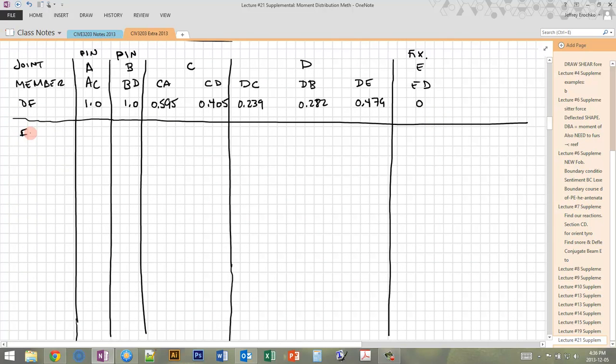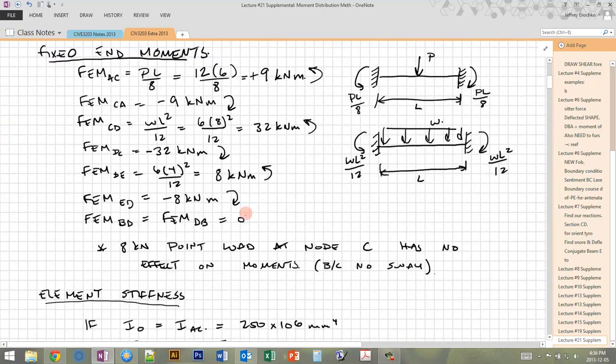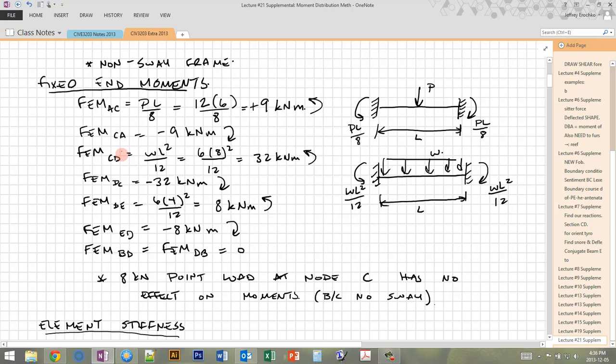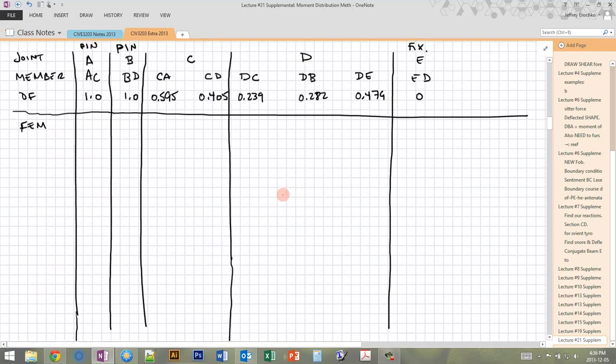The first step always is to apply the fixed end moments, because these are what are causing our unbalanced moments in the analysis. So the fixed end moments we determined way up here. Okay, so for each one, AC, CA, CD, DC, we have these fixed end moments, and we have to pay attention to what the sign of these is. And we have to be consistent, and we can't lose them, because just like the slope deflection method, if we lose these signs and we don't carry the signs properly, then our answer is going to be completely wrong.